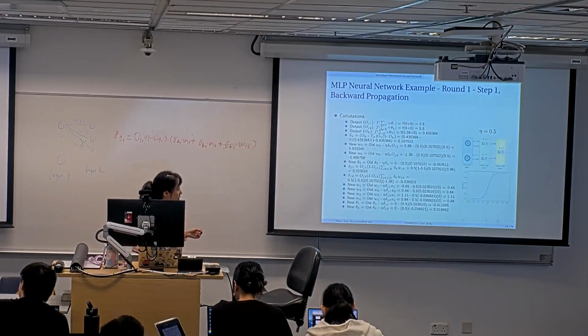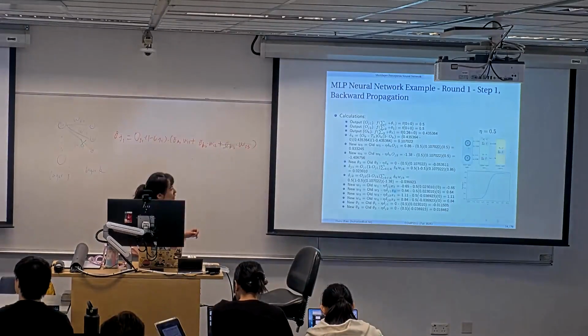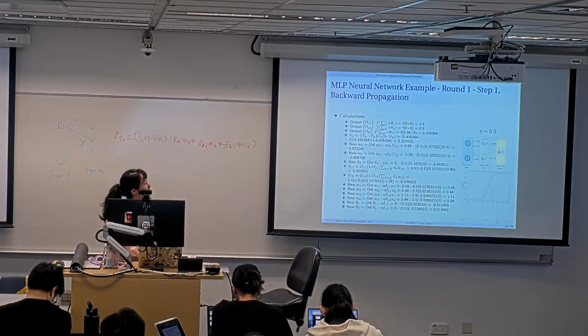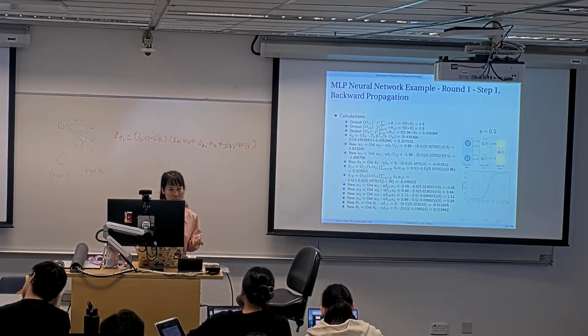input. W1 should be connected with the input X1, right? It's connected here. And W2 is connected with the input X2. W2 connects X2 with J1. So you also need to find the corresponding input nodes. And after that, all the parameters are updated. We finish round 1, step 1's backward propagation.